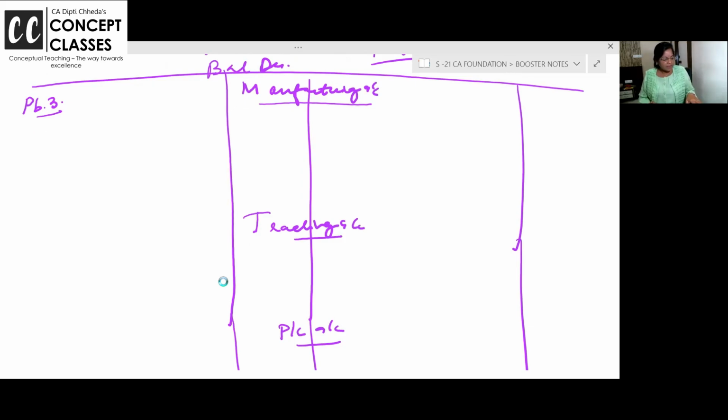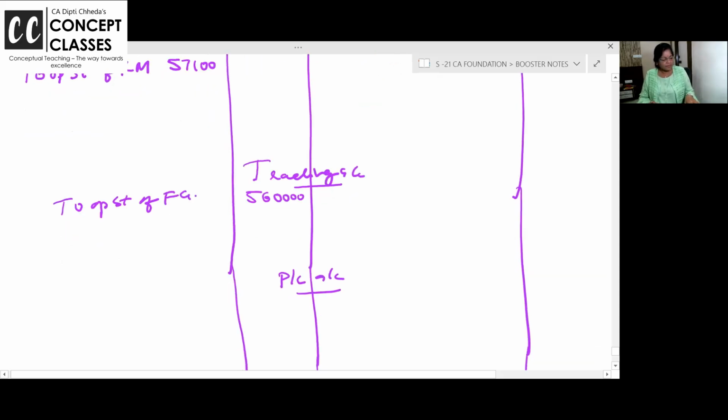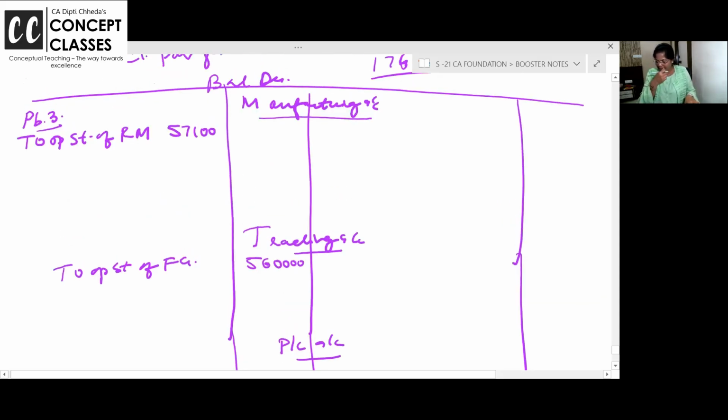Chalo, let us start. First item given to you is opening stock of the raw material. It comes in the manufacturing account. To opening stock of raw material, inner column, because outer column we will write raw material consumed. Trading account, first item. Opening stock of finished goods. Opening work in progress is always the first item.